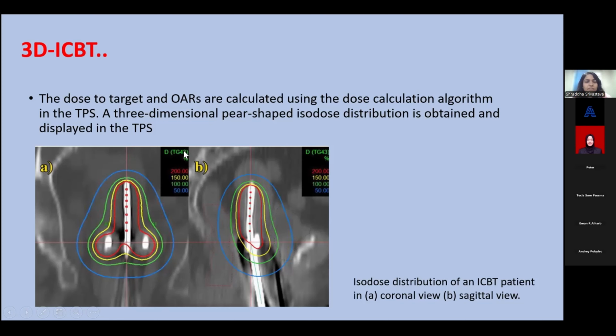So this entire treatment planning process is done with the help of a treatment planning system where the organs at risk are contoured as well as the target is contoured, and the calculation algorithm will calculate the dose received by the organs as well as by the tumor volume.